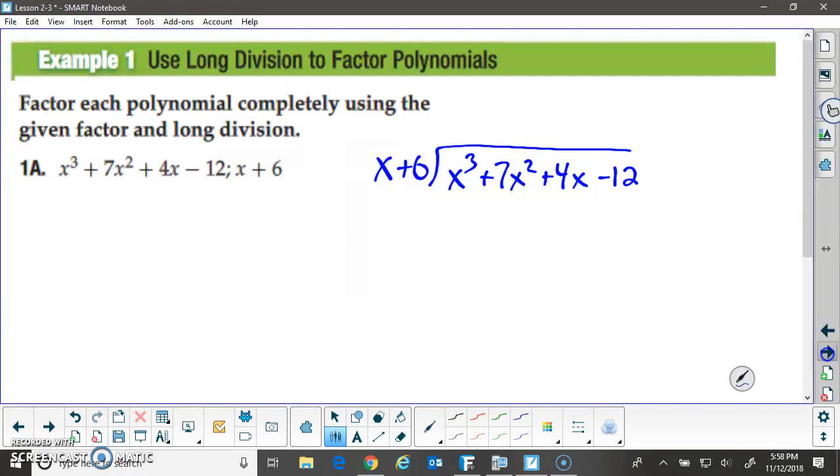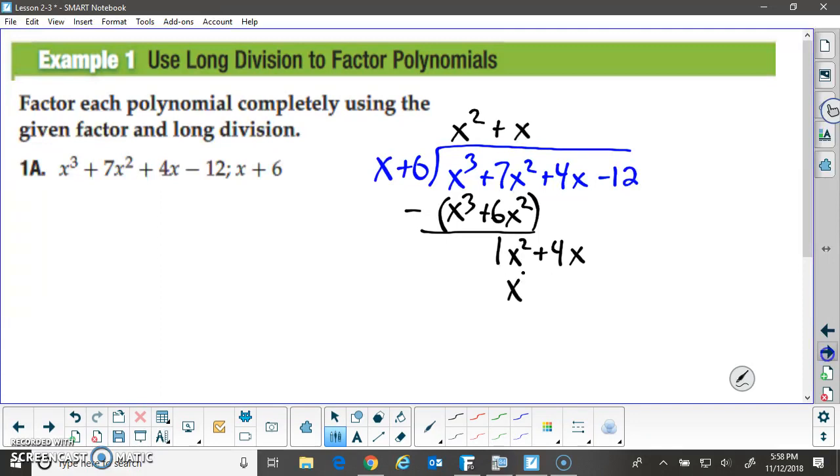How many times is x going to x to the third? Multiply that by the divisor. Subtract, it will give us 1x squared. Bring down the next term. Do this again. What times x gives us x squared? Multiply that by the divisor. Subtract these terms from the term above it. It gives us a negative 2x. Bring down the negative 12.